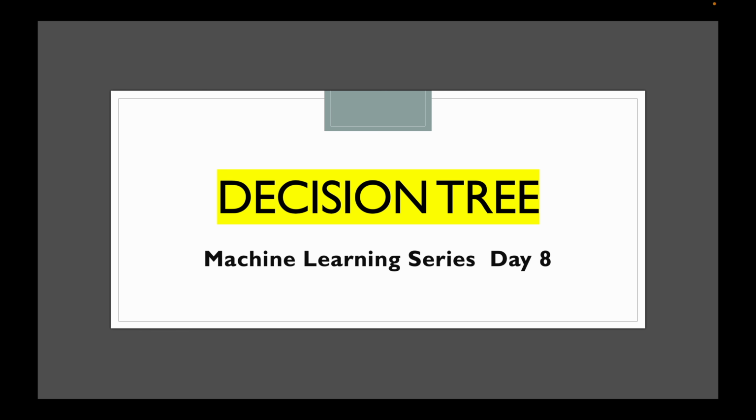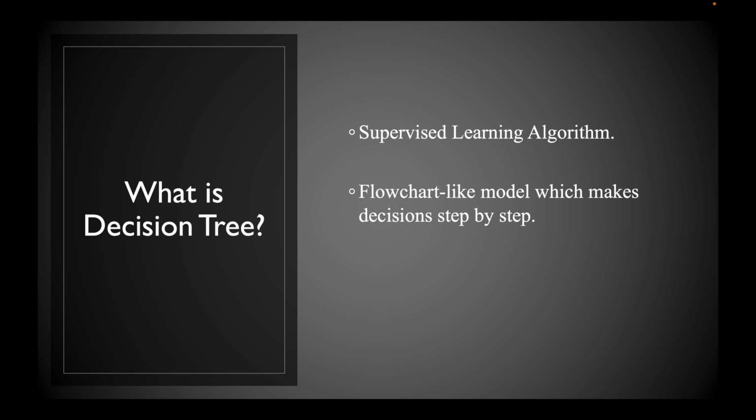Today we are learning one of the most fundamental algorithms in machine learning, that is the decision tree. Now let's start our video. So what is decision tree? It's a supervised machine learning algorithm and it is a flow chart like model which makes decision step by step. And at the end of each path there is either a decision or a prediction.